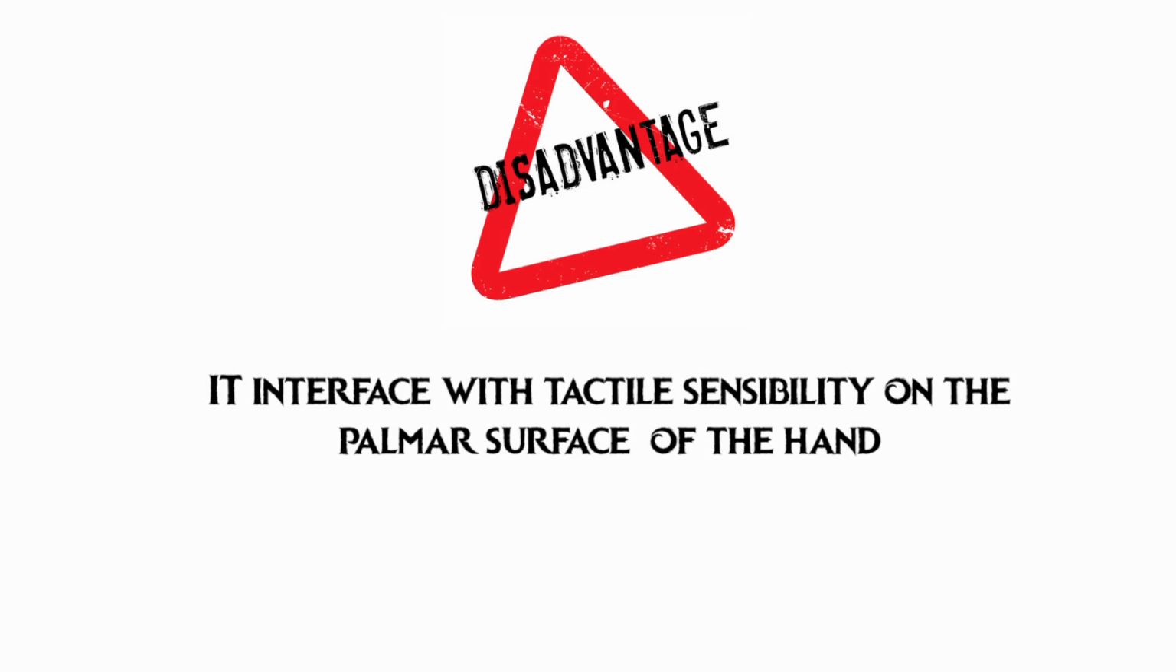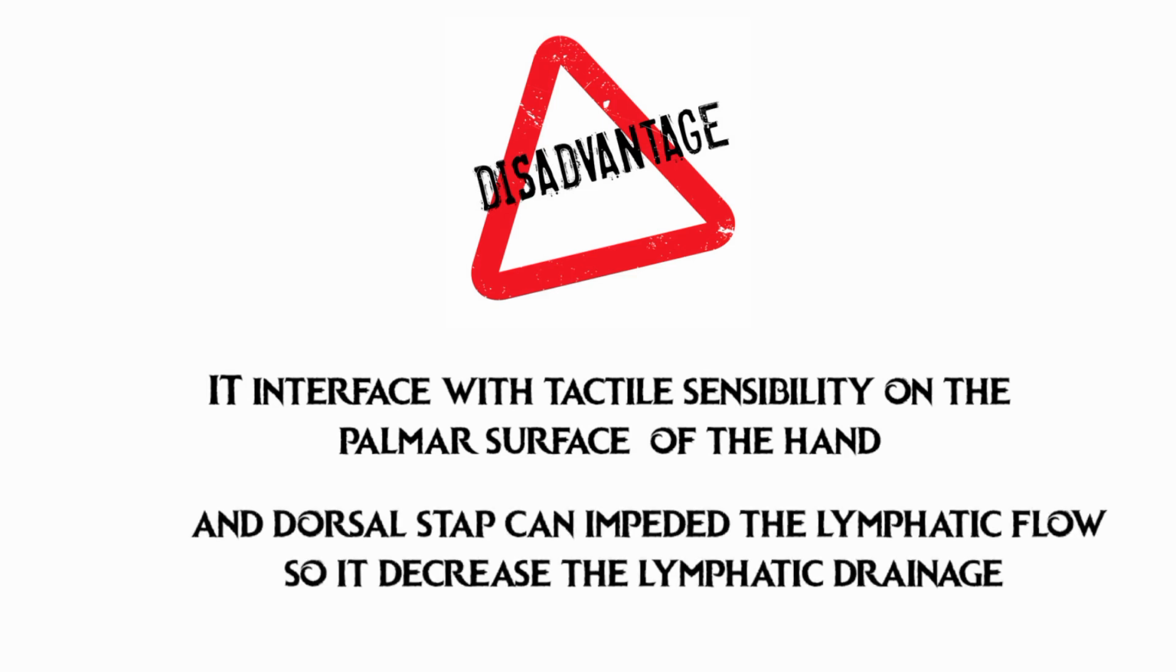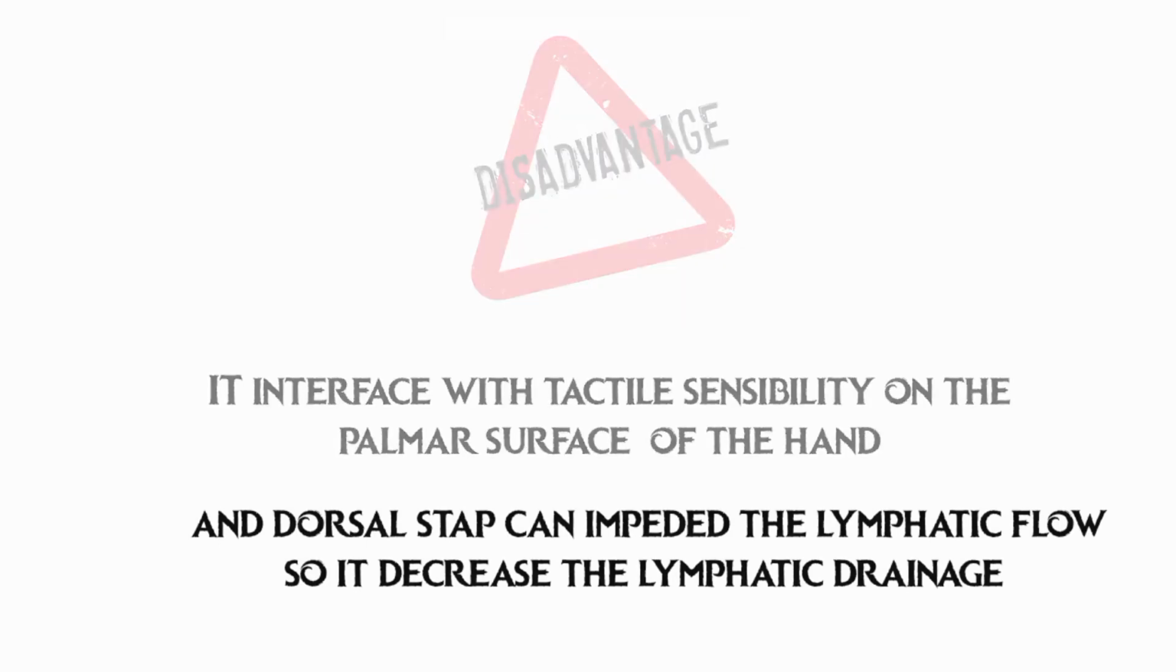Next, disadvantages of the wrist Cockup splint. It interferes with tactile sensibility on the palmar surface of the hand. And the dorsal splint can impede the lymphatic flow, so it decreases the lymphatic drainage.